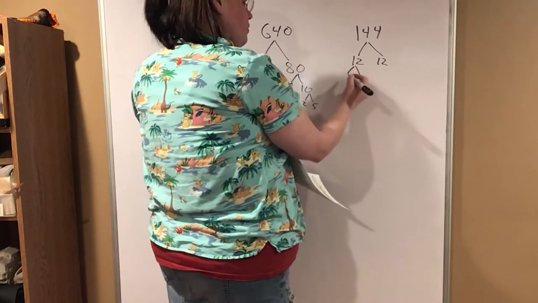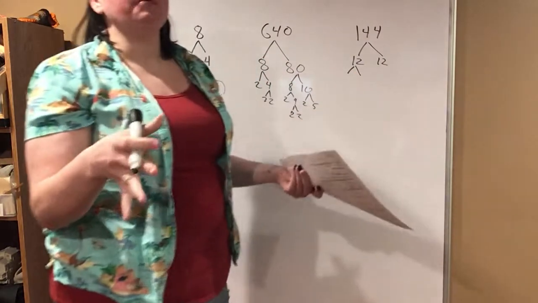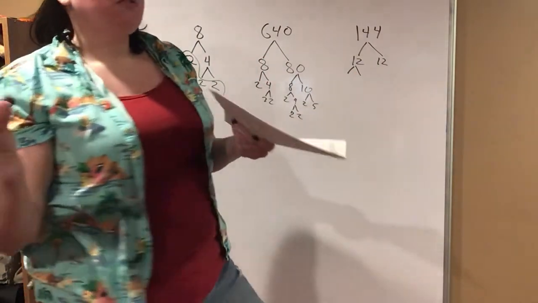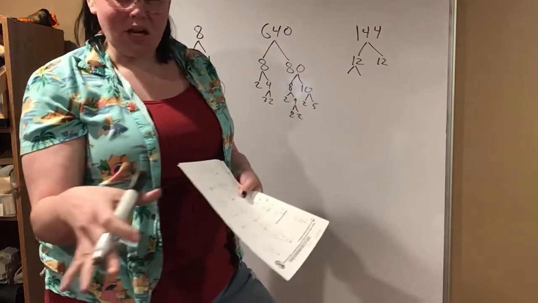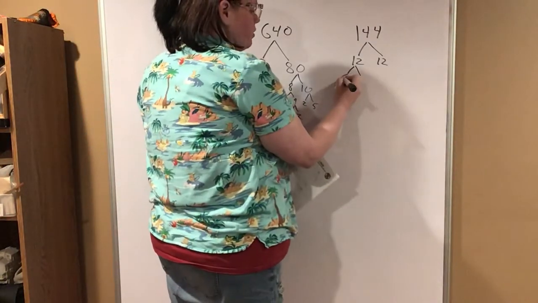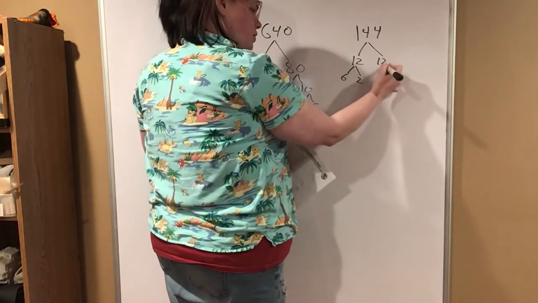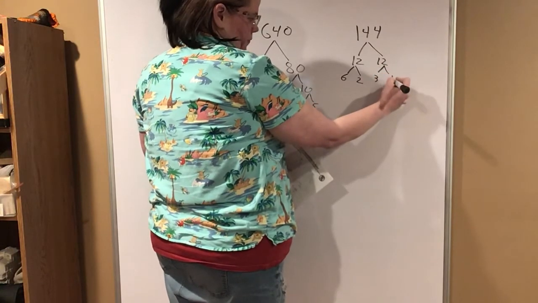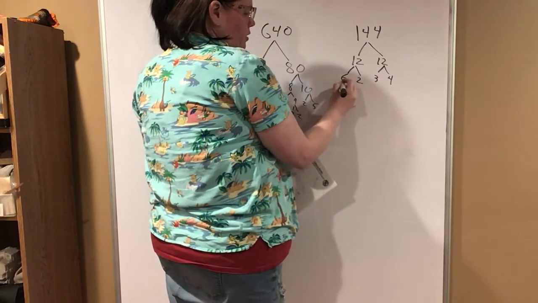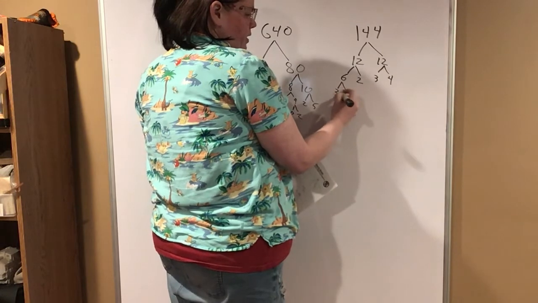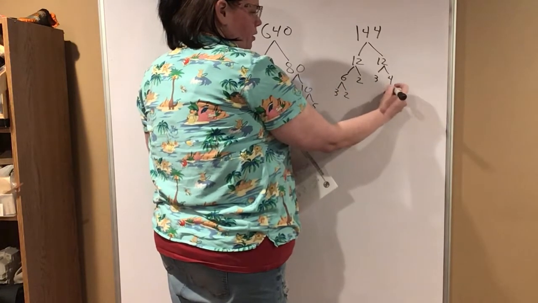12 can be broken down. We can break it down into multiple things, because I could break it down into 6 and 2. So I'll do that on one of them, and then I'll break it down into the other one. So if I do 6 and 2 on this guy, but then I can also do 3 and 4 on this guy. So 6 and 2, 6 also breaks down to 3 and 2, and 4 breaks down to 2 and 2.